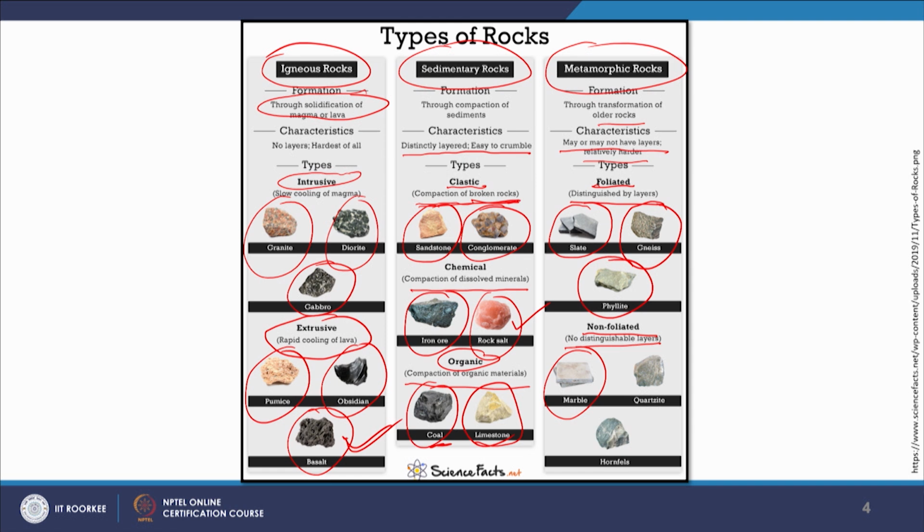Relatively it is not that hard, and of course, it reacts with the acids and other things, and deteriorates with time because of a lot of chemicals which are present in the atmosphere. Another very hard rock is quartzite, and this might have its origin from sandstone, and then hornfels are also there that we consider here.